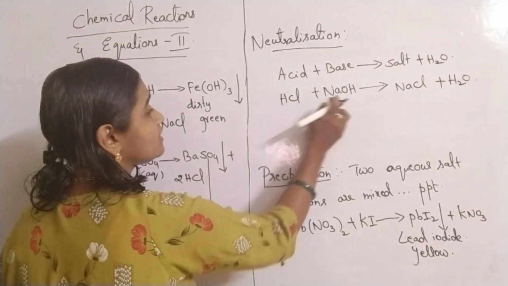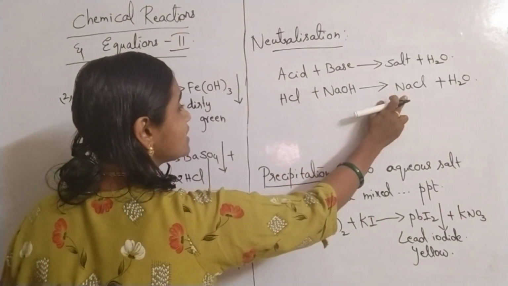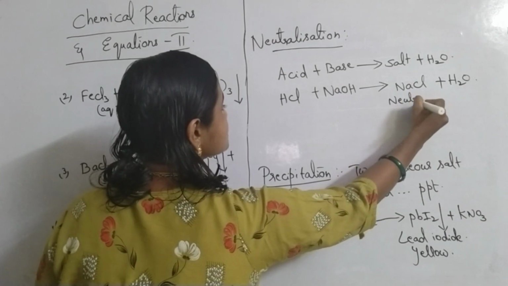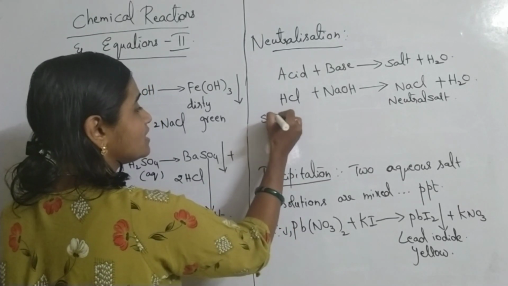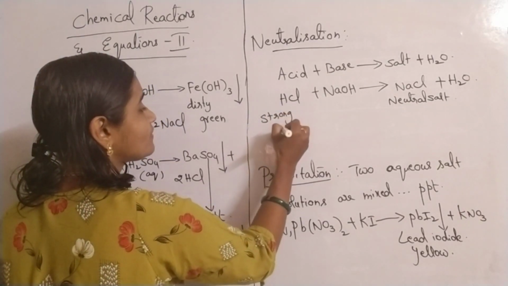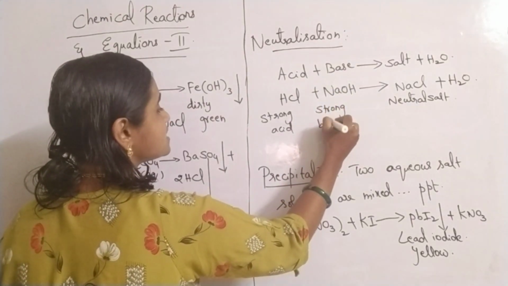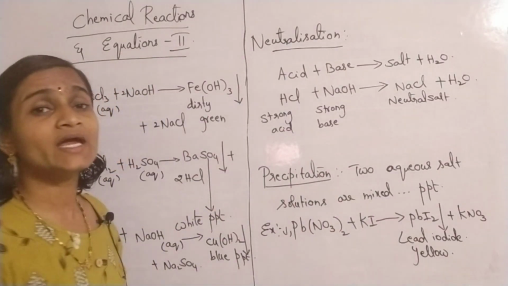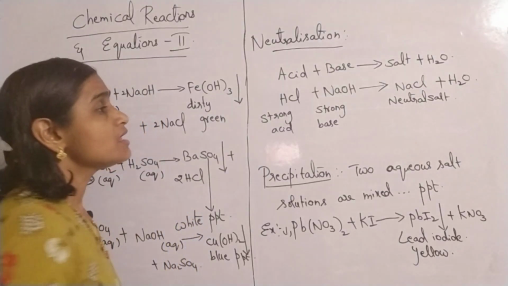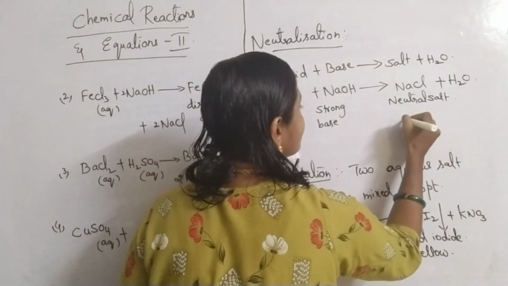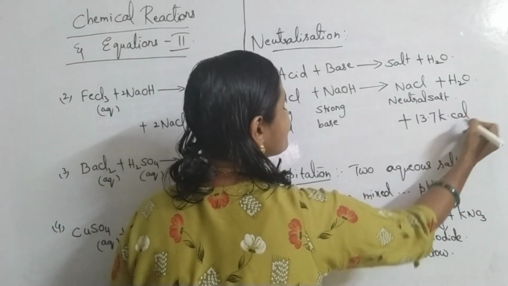Here you have taken a strong acid and a strong base, and the salt so formed is considered to be a neutral salt. Please remember, if you take a strong acid and a strong base, HCl is a strong acid, NaOH is a strong base, then you will get a neutral salt. NaCl is a neutral salt.